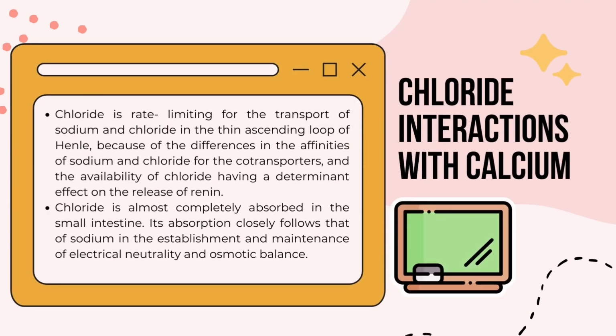Chloride is rate limiting for the transport of sodium and chloride in the thin ascending loop of Henle because of the differences in the affinities of sodium and chloride for the cotransporters, and the availability of chloride has a determinate effect on the release of renin. Chloride is almost completely absorbed in the small intestine. Its absorption closely follows that of sodium in the establishment and the maintenance of electrical neutrality and osmotic balance.